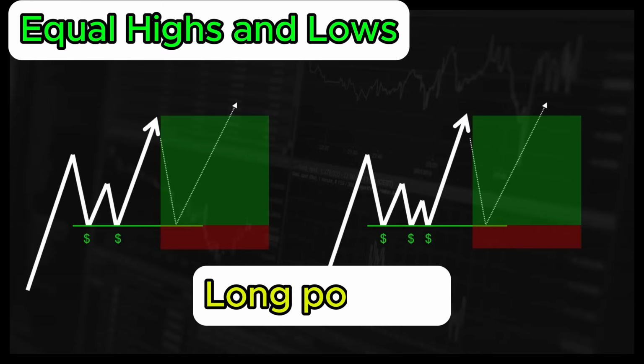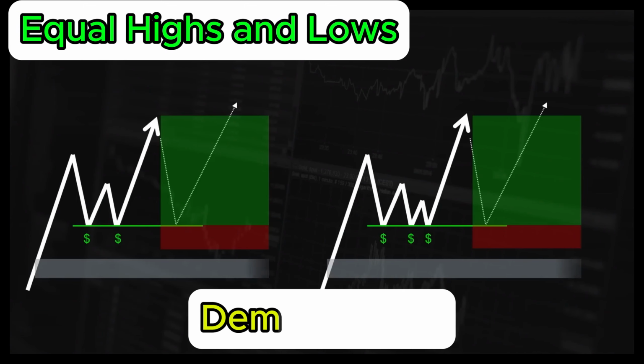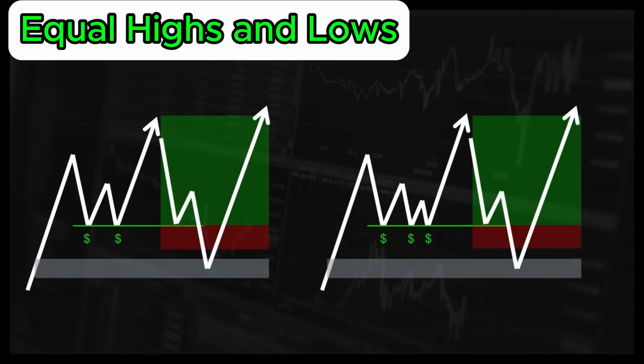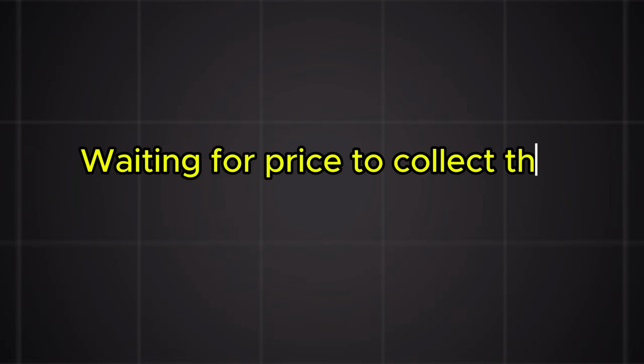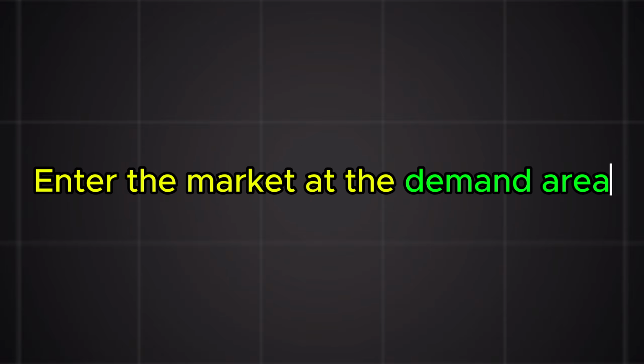So, they enter long positions at these levels and place their stop losses somewhere below this area. As we mentioned, smart money aims to trigger the stop losses. Therefore, you want to enter the market after the liquidity has been collected. If a demand area exists below the equal lows, there is a high chance for the price to break below these equal lows, sweep the liquidity, and continue pushing higher. So basically, this is one of our trading patterns in smart money concepts: waiting for the price to collect the retail traders' stop losses, and then entering the market at the demand area.